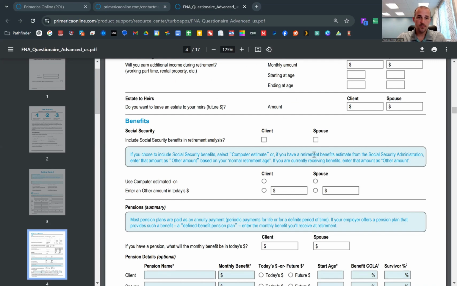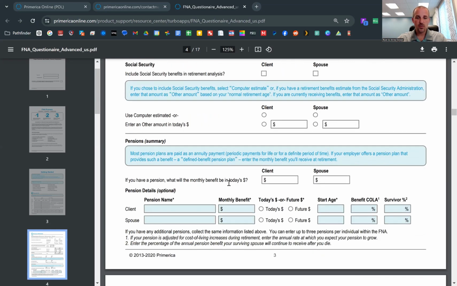If they are younger, like real young, I'm talking under 30, under 35, I will usually just tell them, hey, we're going to plan for Social Security to not be there, right? Because a lot of times, with the media and this and that, they believe it's not going to be there anyway. So I'll say, we'll plan for Social Security to not even be there, and you're going to provide your own retirement. And if Social Security is there, it'll be a bonus.